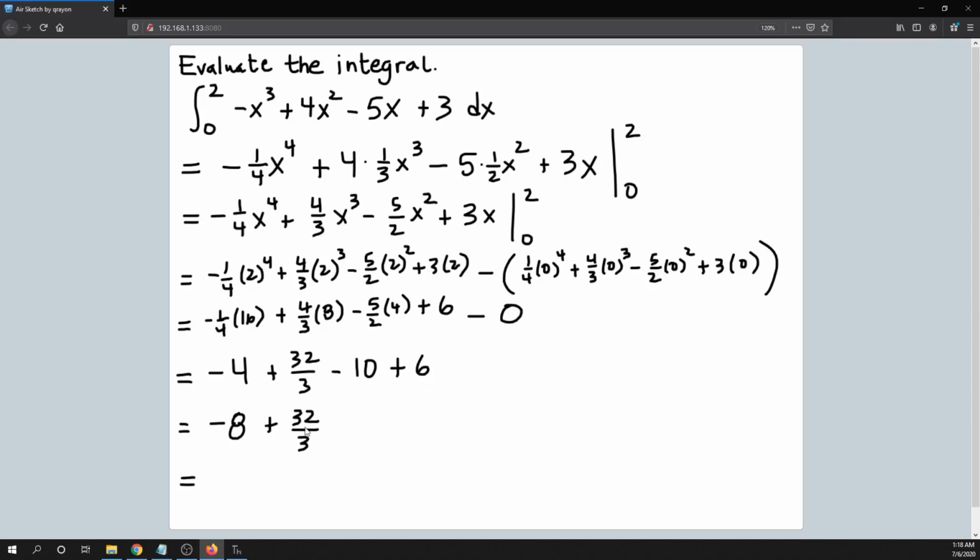All right, and so now I need to add these two together, so I would get a common denominator. That common denominator is going to be 3. So I would need to multiply negative 8 by 3, so that's negative 24. All right, and now that I have a common denominator, negative 24 plus 32 is going to come out to be a positive 8. So the answer on this problem is positive 8/3.